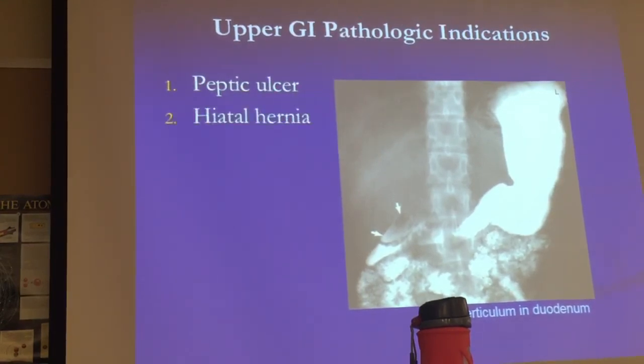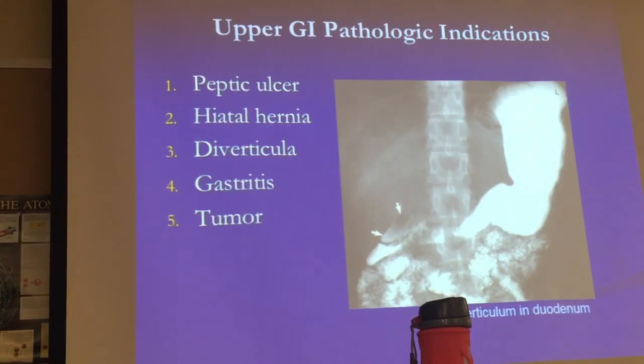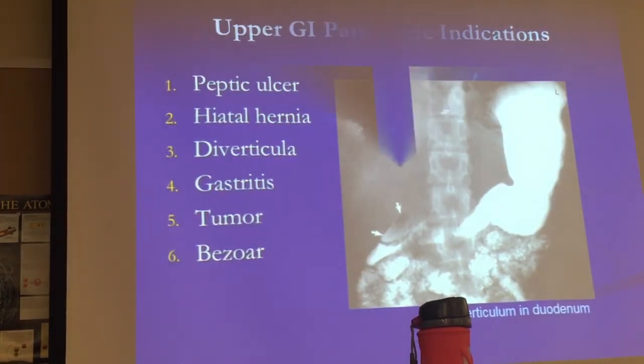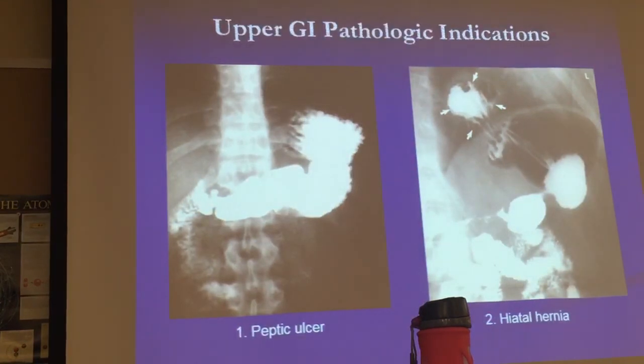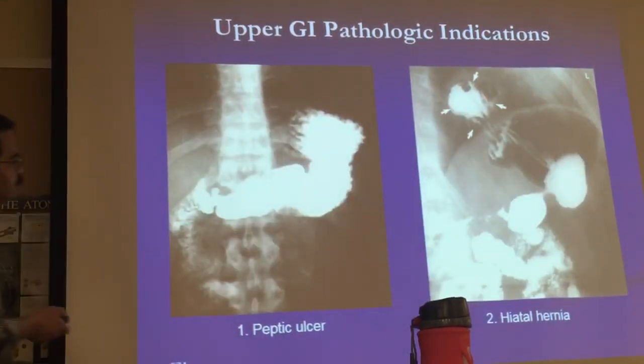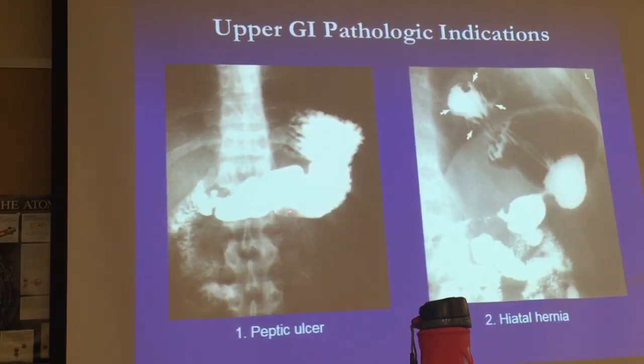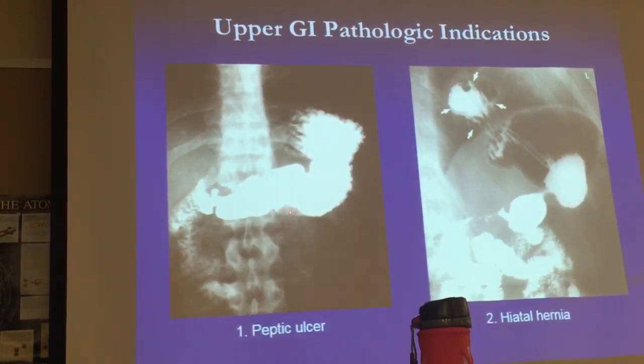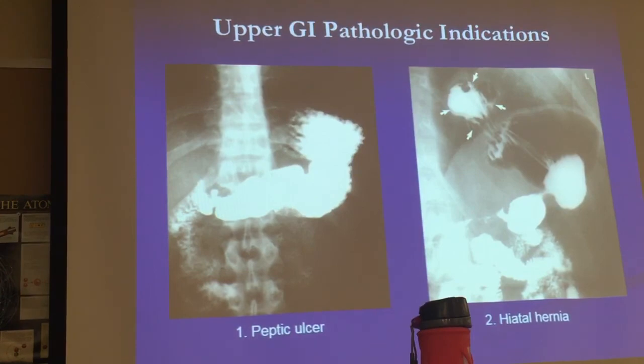In this case, a peptic ulcer, hiatal hernia. A lot of things can be diagnosed with this. Diverticula, gastritis, tumors, bezoar. I'll explain what all of those are. Okay. Here's what a peptic ulcer looks like. See this thing here? That shouldn't be there. So that's a sign of a peptic ulcer.